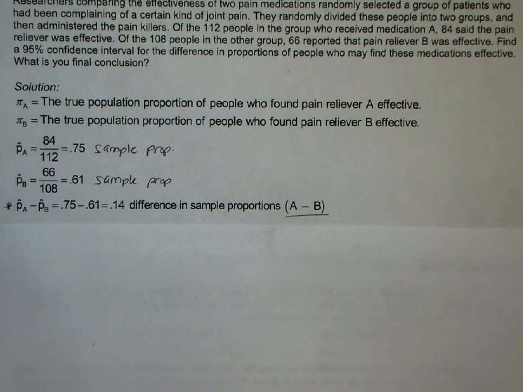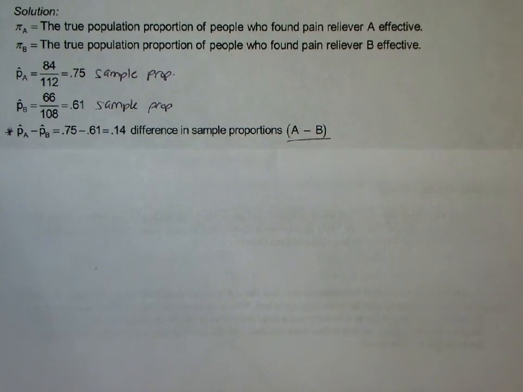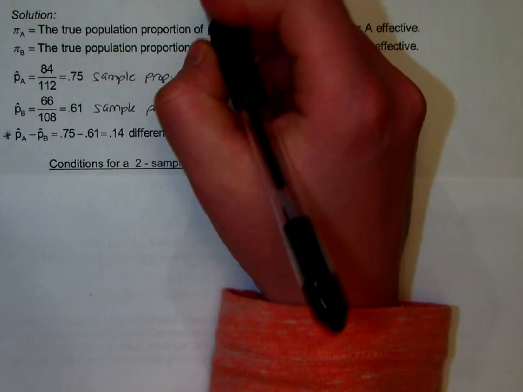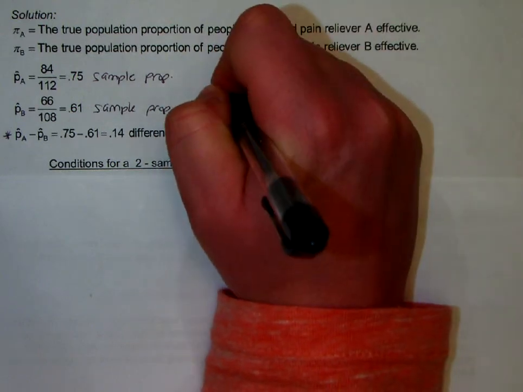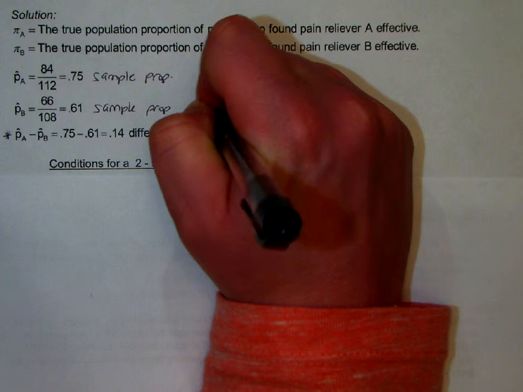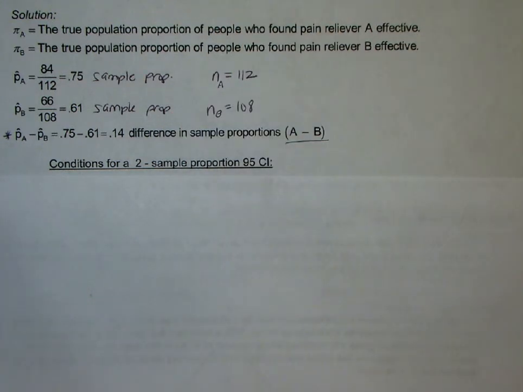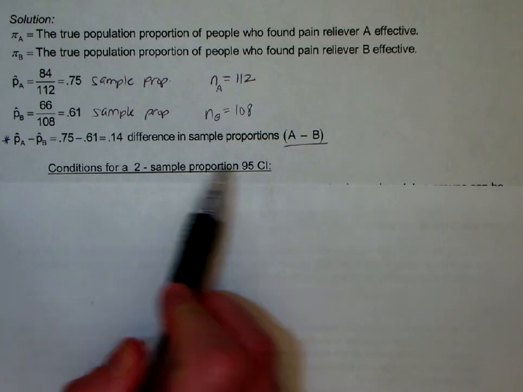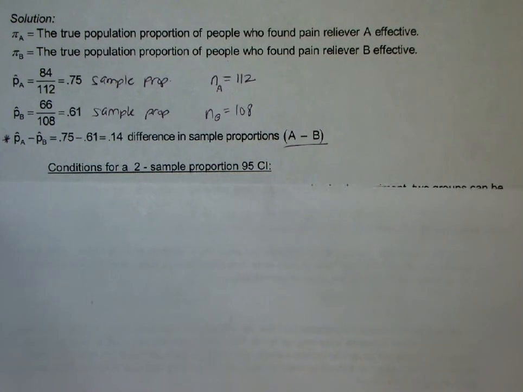Okay. So moving on, I'm going to go down here, and we have our title. I also might want to add here, nA is 112, and nB is 108, just to keep that variable in there. Conditions for a two sample proportion 95% confidence interval. Okay, title, very important, explains what you're doing.